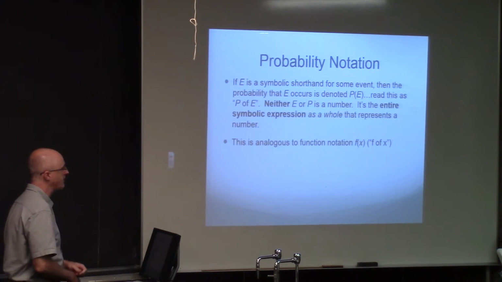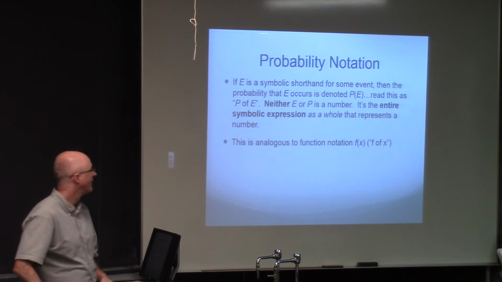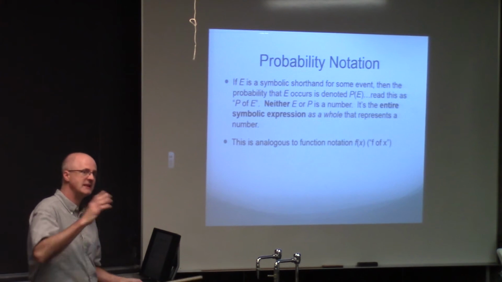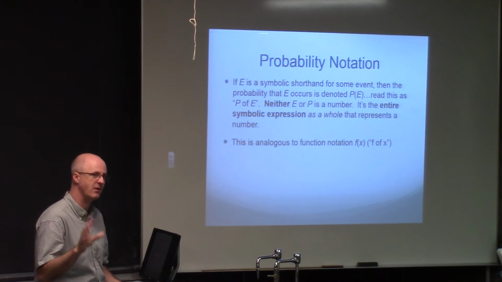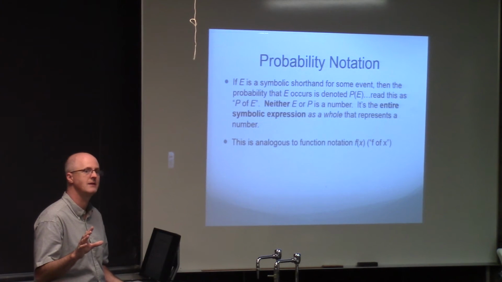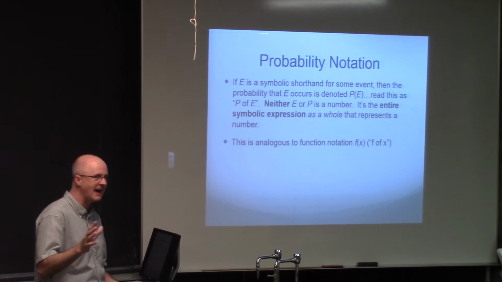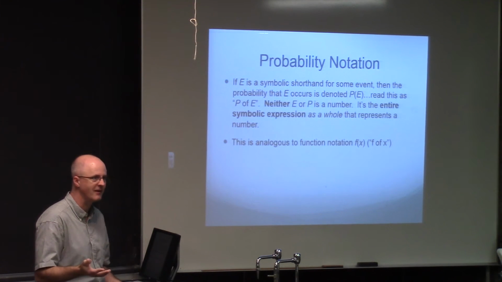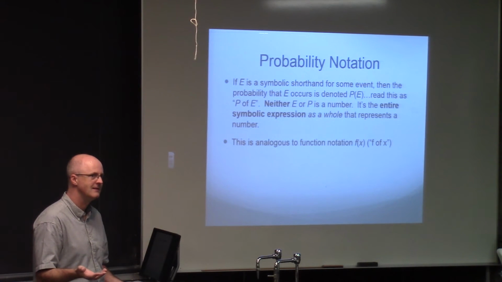You should understand probability notation as well. When I write P of E, that entire expression represents the number, that is the probability of E occurring. Okay? And you say P of E. P is not a number, E is not a number. E is just a letter that represents some event. It's like a shorthand.